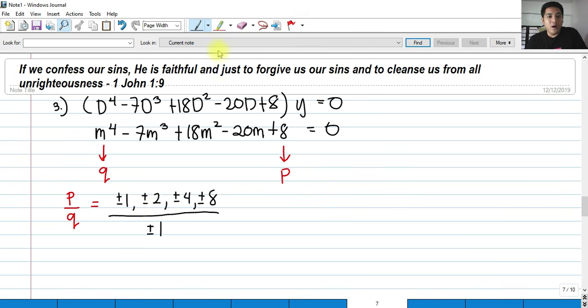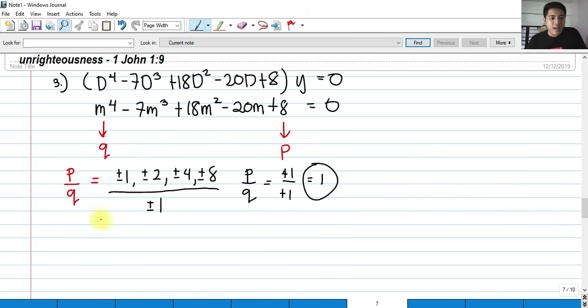Okay. So we will have a process of trial and error. Okay, but let's try to have a root of p over q, let's say positive 1 over positive 1, and that is equal to 1. Let's try this. So what I'm going to do next is to apply the synthetic division. Okay?